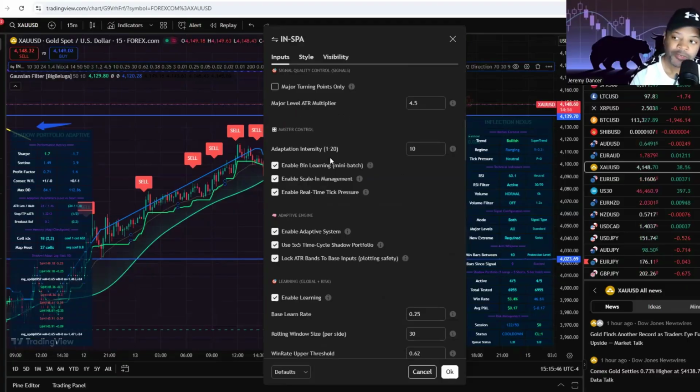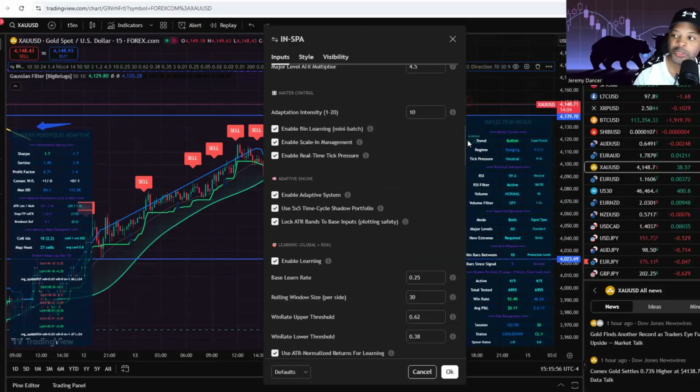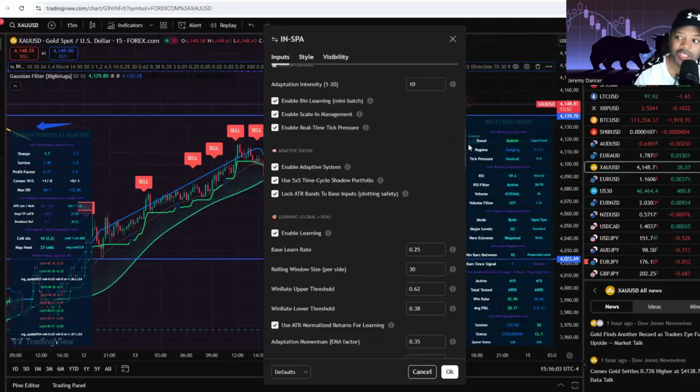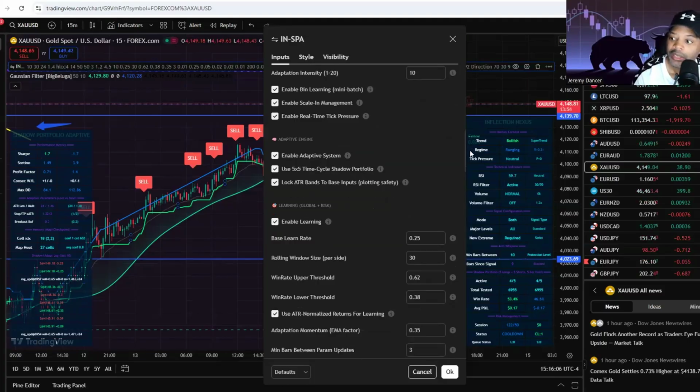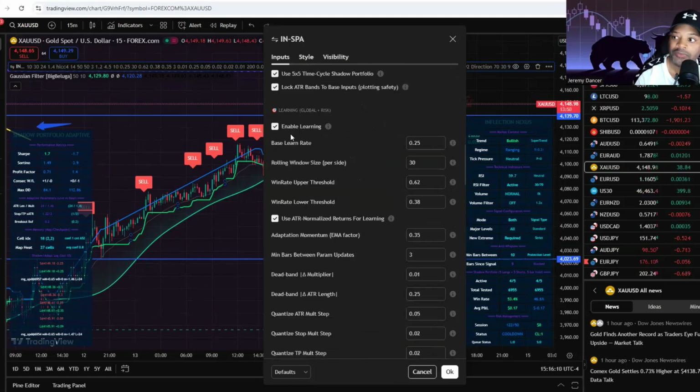So, like I mentioned before, this indicator learns and it evolves. The more you use it, the more you'll notice that the signals start to improve. You'll notice the entries get better. And I'm telling you guys, this is such a powerful tool. And it goes very deep. You can see all the different aspects of what it's learning from.